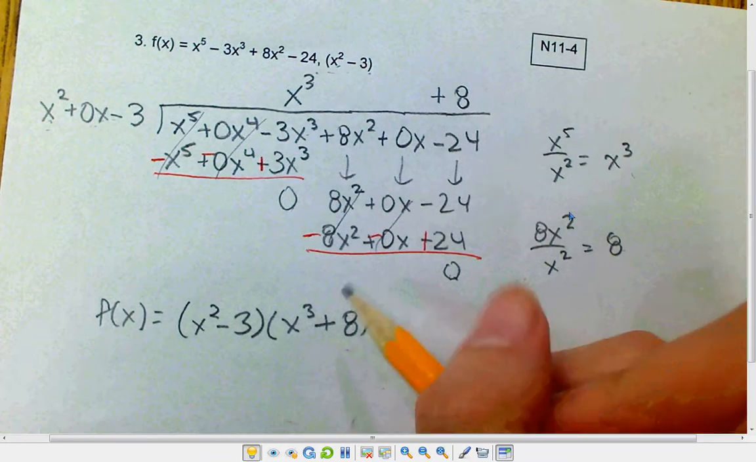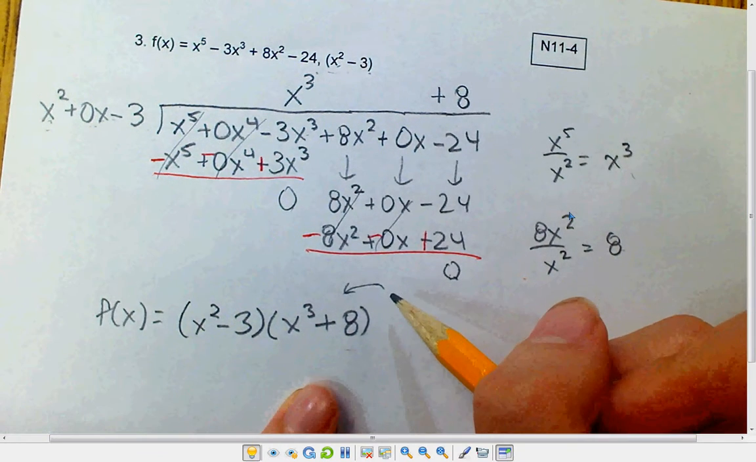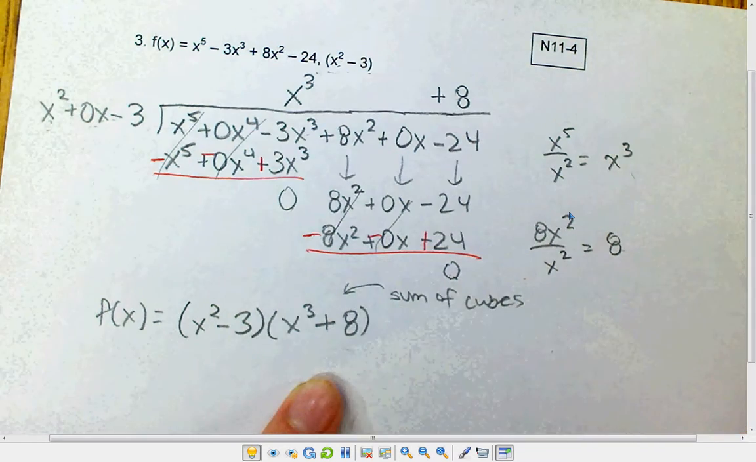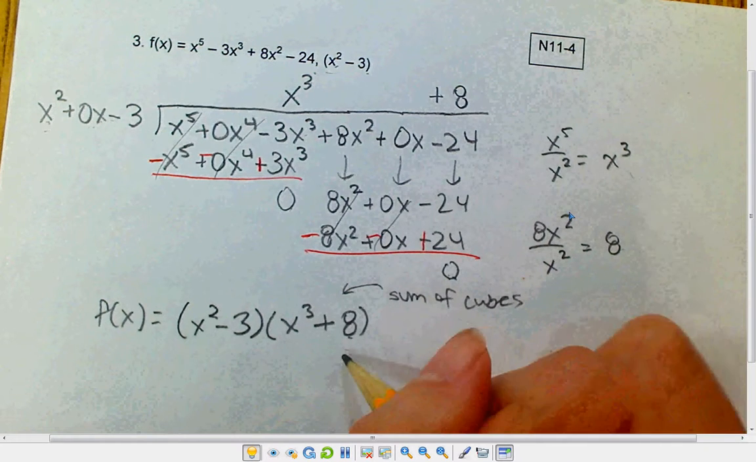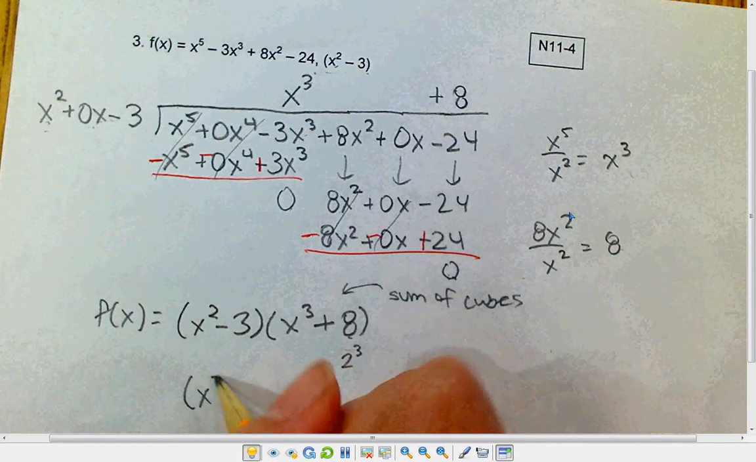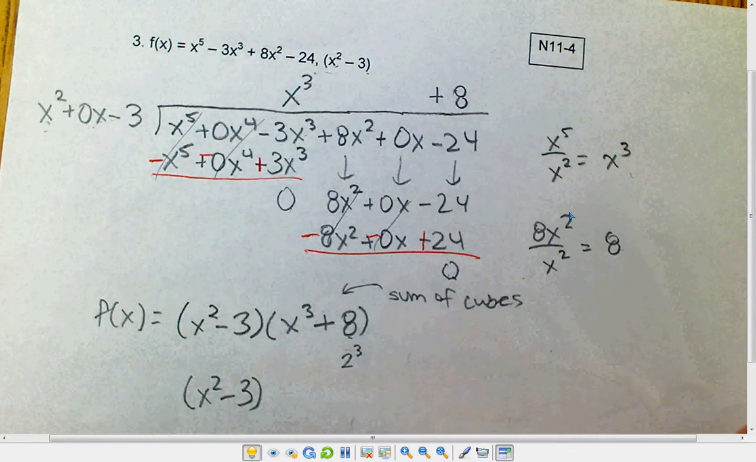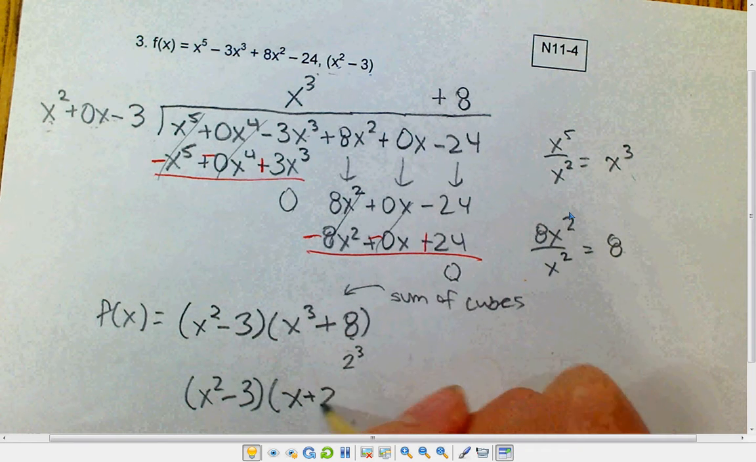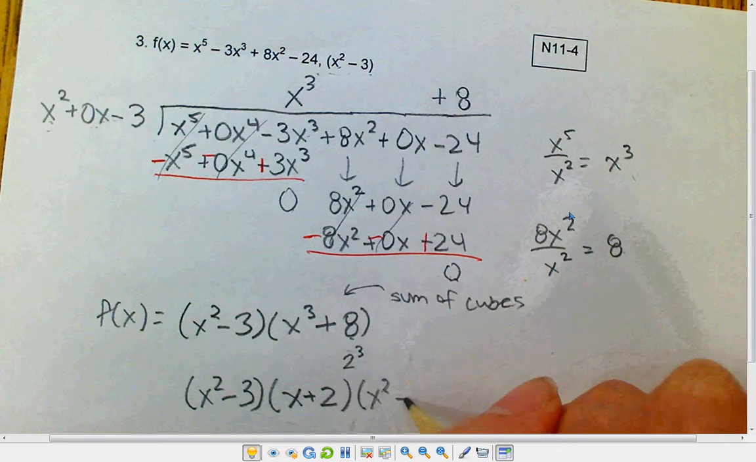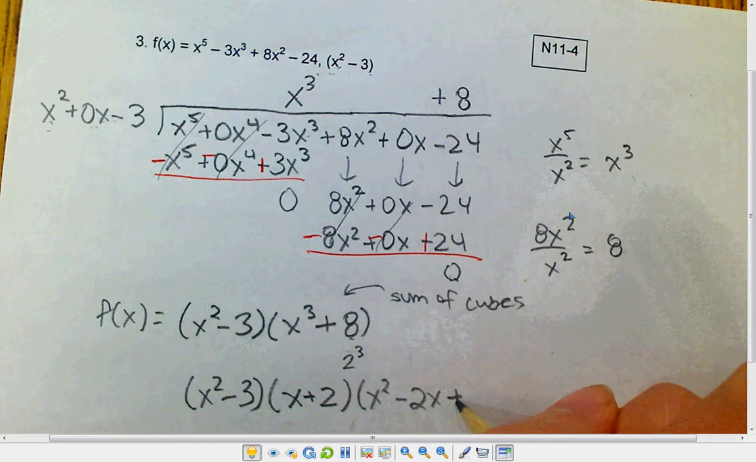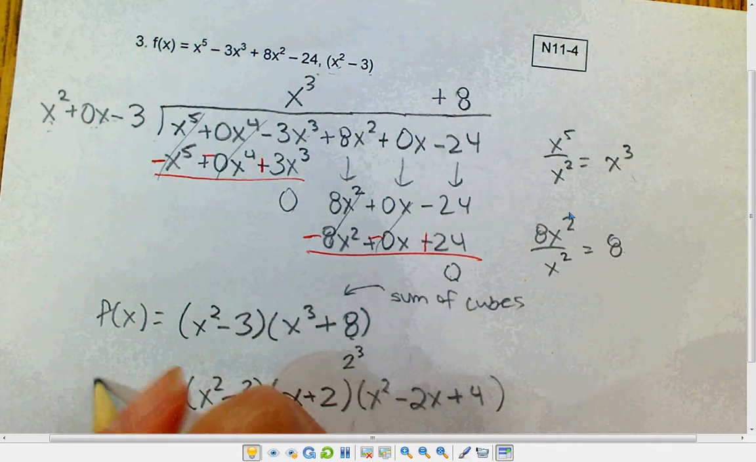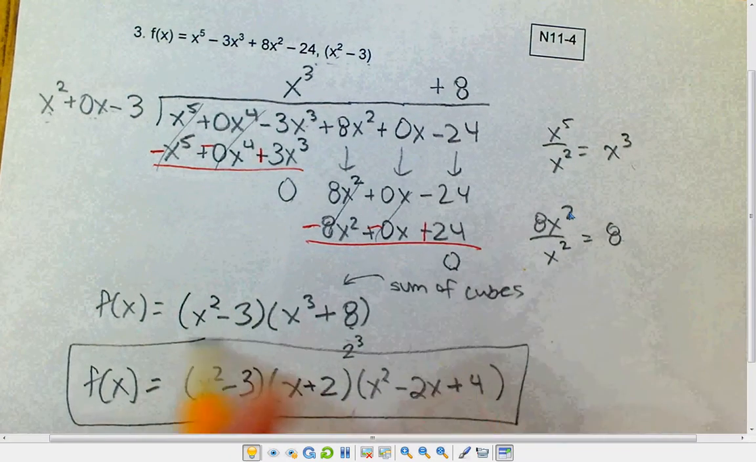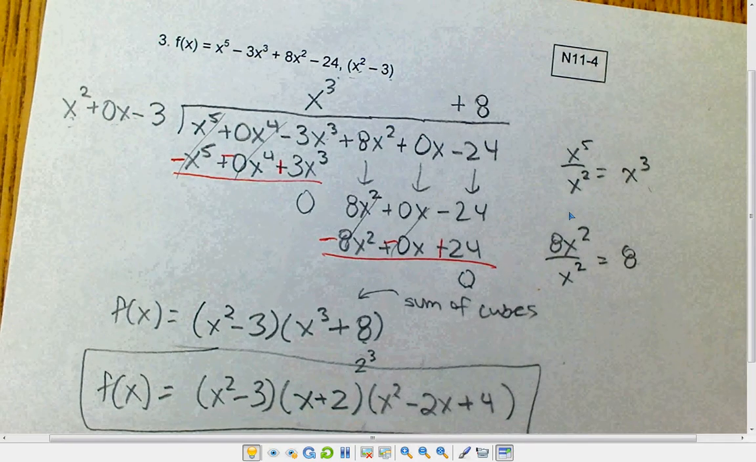So for this one, this is actually a formula we can use. This is sum of cubes, which is on the wall to the right, because 8 is the same thing as 2 cubed. So using our formula, sum of cubes is the pink one. We can rewrite this as x plus 2, x squared minus 2x, and then plus 2 squared, which is 4. So this is my final factored out form for this problem. So our goal is to factor out everything as much as possible. And there it is.